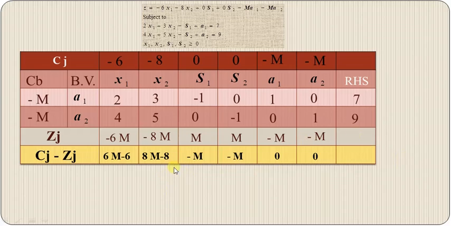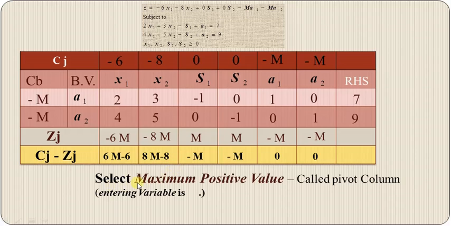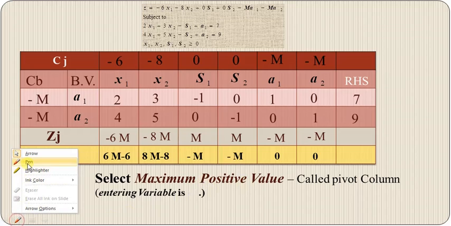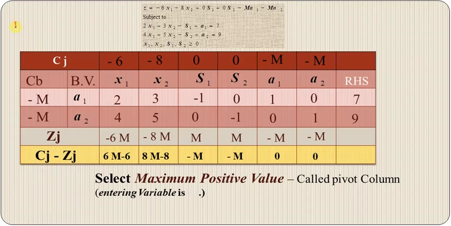For finding the entering variable, we have to select the maximum positive value from the Cj minus Zj. This is very important. From the last row, you have to find which one is the maximum positive. Here, suppose we are considering m is a big number. Suppose we are considering m is 1000. So we can put 1000 instead of m and find out the values of all the cells.